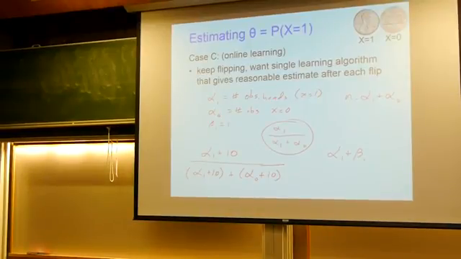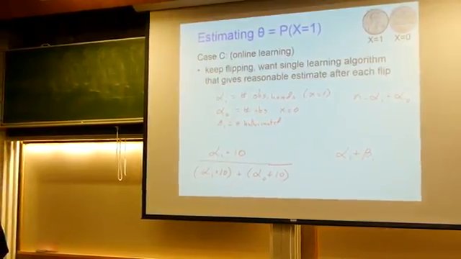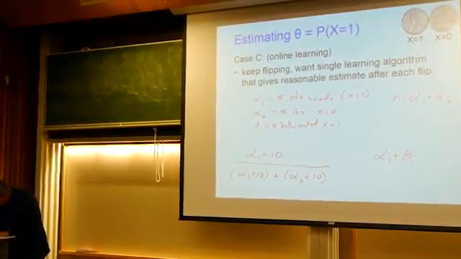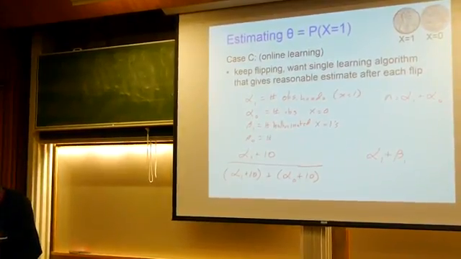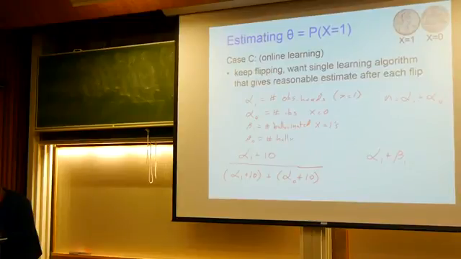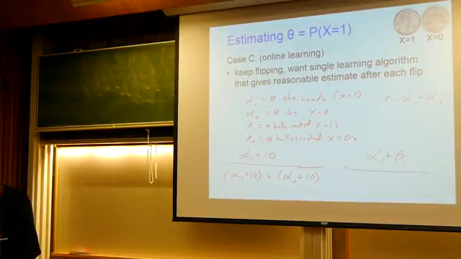Beta 1 is the number of hallucinated x equals 1s. And beta 0 is the number of hallucinated x equals 0s. And now I'm just going to replace my formula in general to alpha 1 plus beta 1.